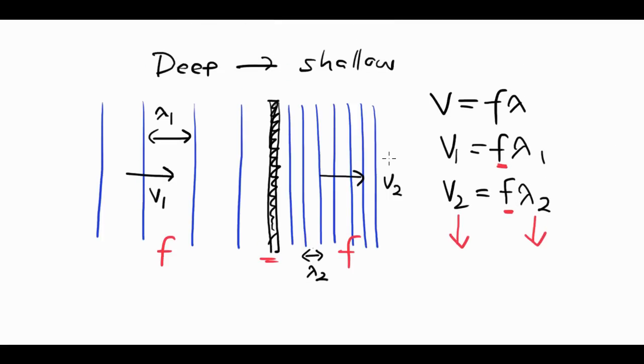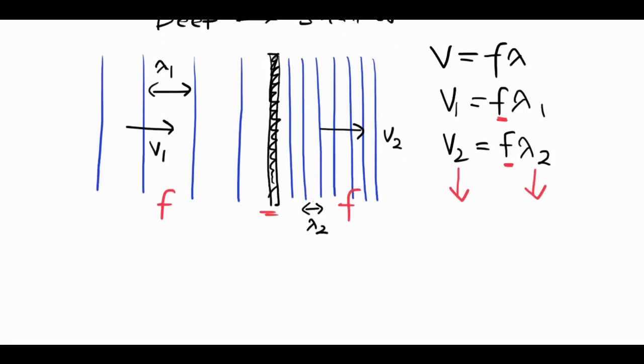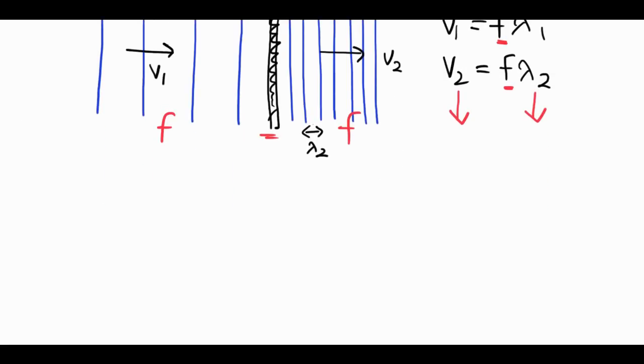Now, in an exam, you'd be expected to draw a picture like this. It's important that when you draw it from, say, deep to shallow, you make sure that your wavelength is the same on each side of the boundary within each region, but in this case, because it's slowing down in the shallow region, the wavelength will be reduced.